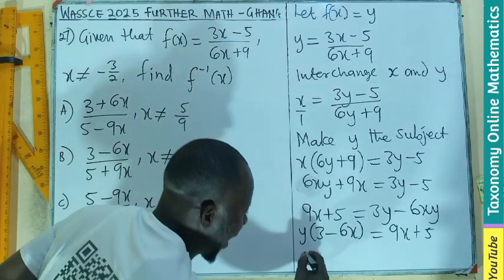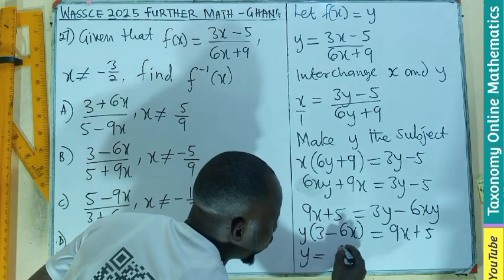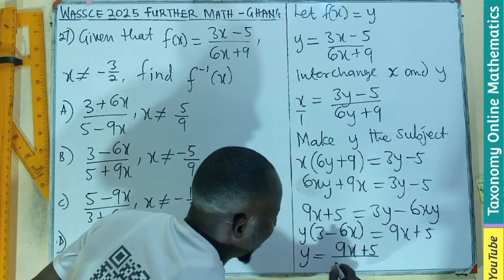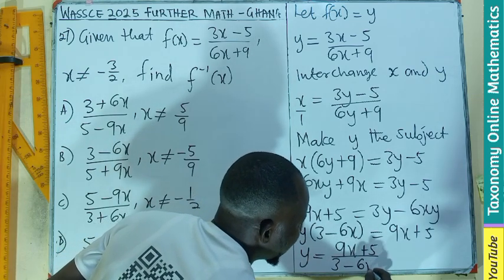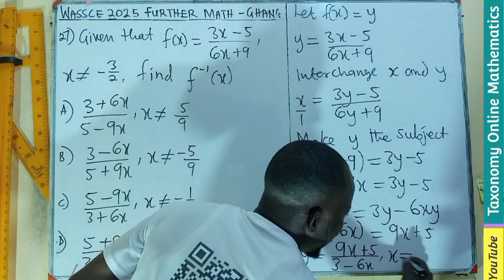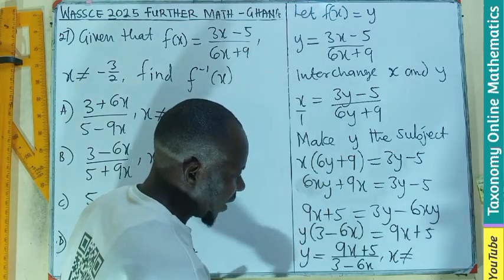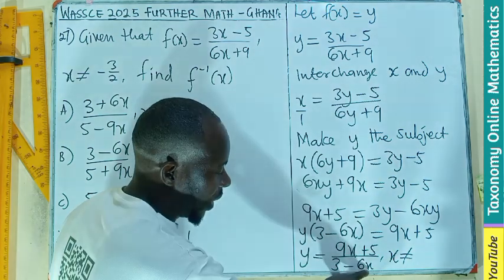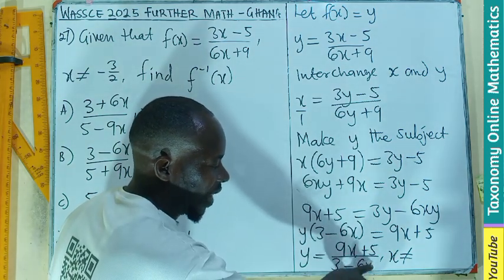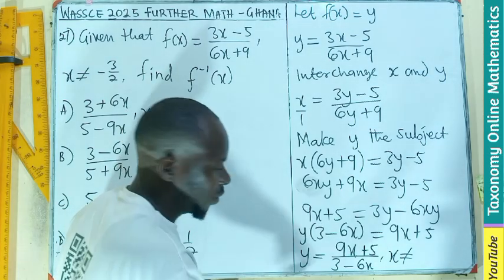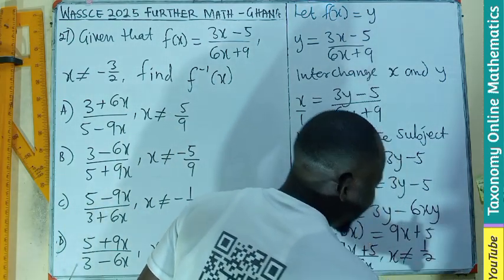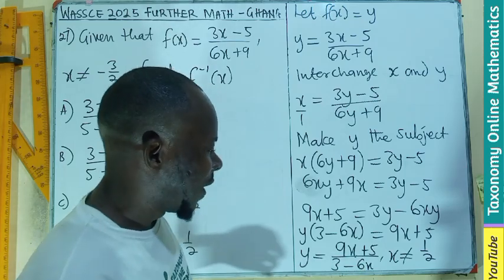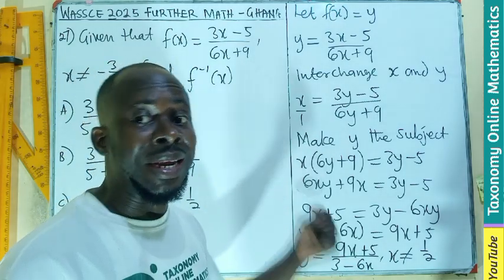So now I can see that y is going to be equal to (9x + 5) divided by (3 - 6x), where x cannot be equal to what? If the whole of this becomes 3, it becomes 3 minus 3. So this is going to be a half. If x is a half, this becomes 3, so x cannot be equal to positive half. If it is positive half, this becomes 3 minus 3, and that will be 0. We don't want to have 0 in the denominator.